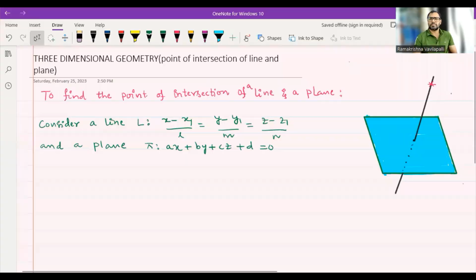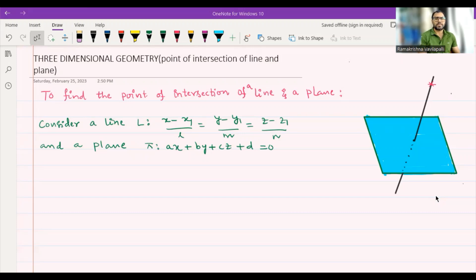Hello everyone. In this video, we will explain the point of intersection of a line and a plane in three-dimensional geometry. Based on that, we will see how to measure the distance of a point from the plane, measured along another line. So now I'm going to explain the point of intersection of a line and a plane in three-dimensional geometry.